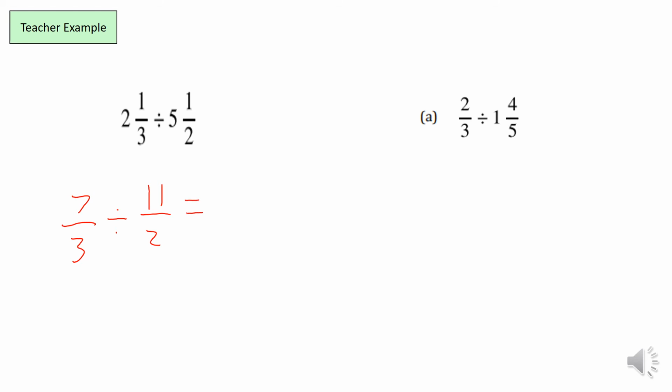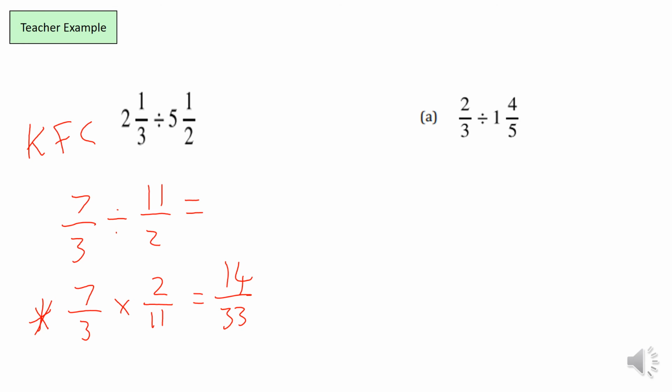Now, whenever we divide fractions, we need to always remember our KFC method, which basically means you keep the first fraction, so I will keep that as 7 over 3. We flip the second fraction, so instead of 11 over 2, we're going to have 2 over 11, and we change the sign from a divide to a times. And all we need to do is just do this part of the question. So 7 times 2 is 14, 3 times 11 is 33. That's my answer. Can you have a go at the second example on your own? Pause the video, I will go over it in 30 seconds.